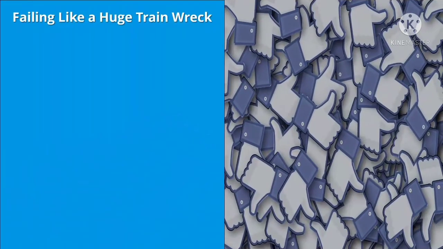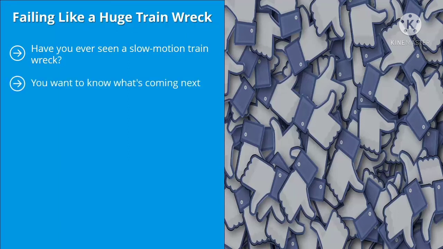Failing like a huge train wreck. Have you ever seen a slow-motion train wreck? It's quite sad because it's all too predictable, but you can't turn your head and look the other way. You want to know what's coming next. You know, at the back of your head, what exactly is going to happen, but it's so slow, so massive, that you just can't help but look.